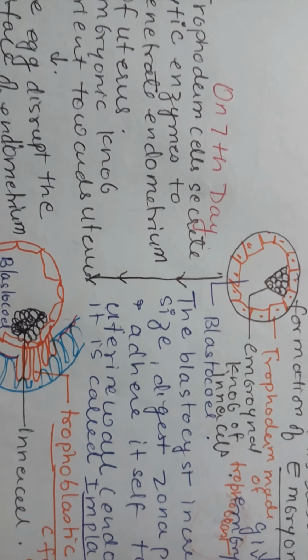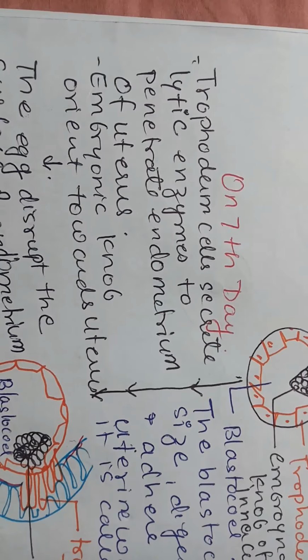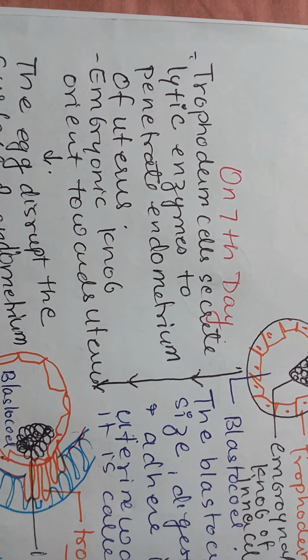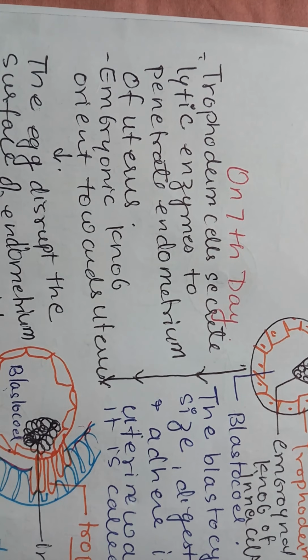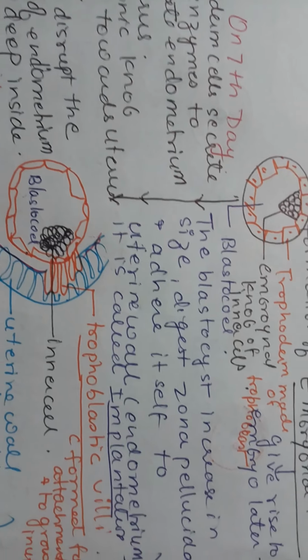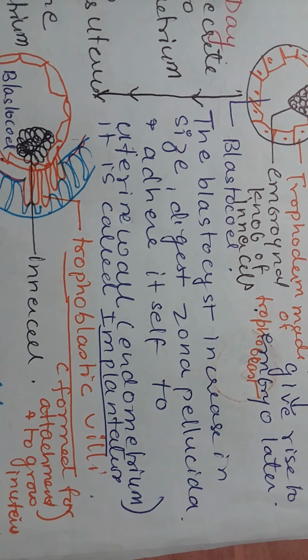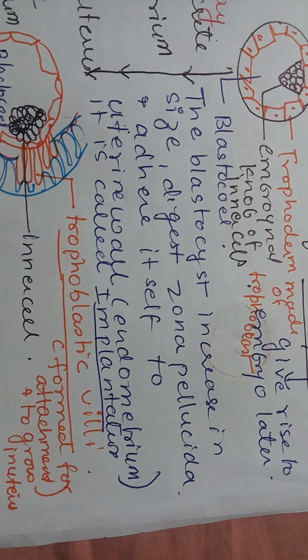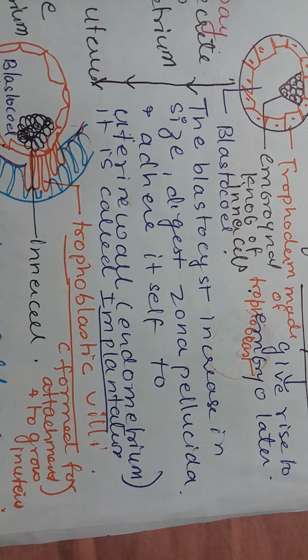Then on the 7th day, the trophoderm cells secrete lytic enzyme to penetrate the endometrium of the uterus, and the embryonic knob orients toward the uterus. So let's see. The blastocyst increases in size, digests the zona pellucida and adheres itself to the uterine wall, that is the endometrium of the uterus.